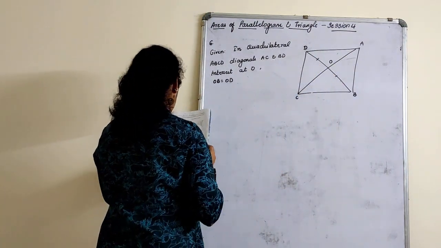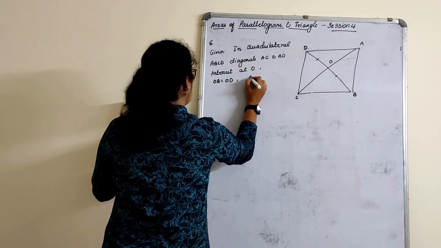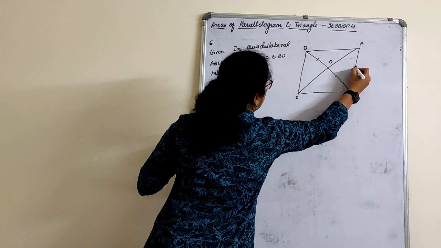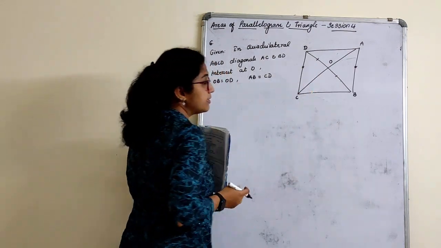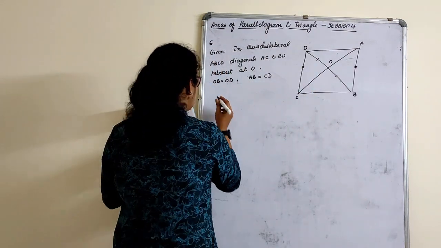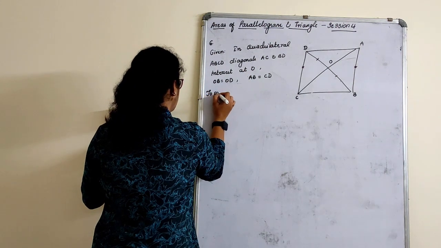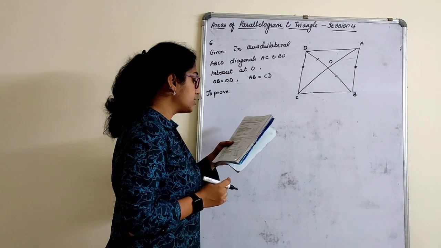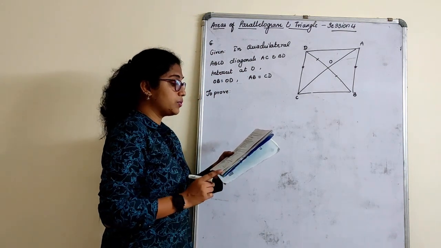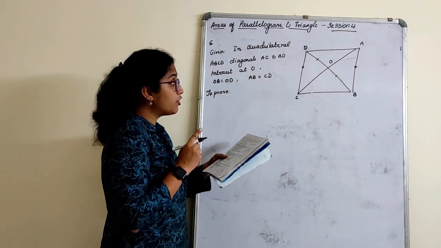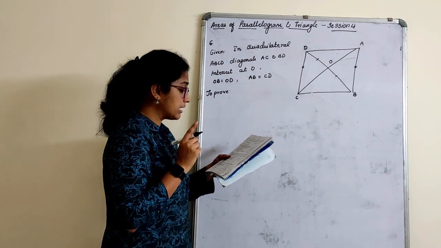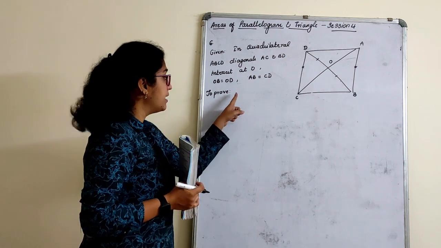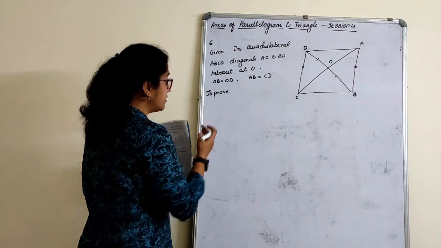This much is given. If AB is also equal to CD, one side is equal and its opposite side is equal. What do we have to prove? Three things we have to prove here. Area of triangle DOC is equal to area of triangle AOB. Area of triangle DCB is equal to area of triangle ACB. And we have to prove that ABCD is a parallelogram.